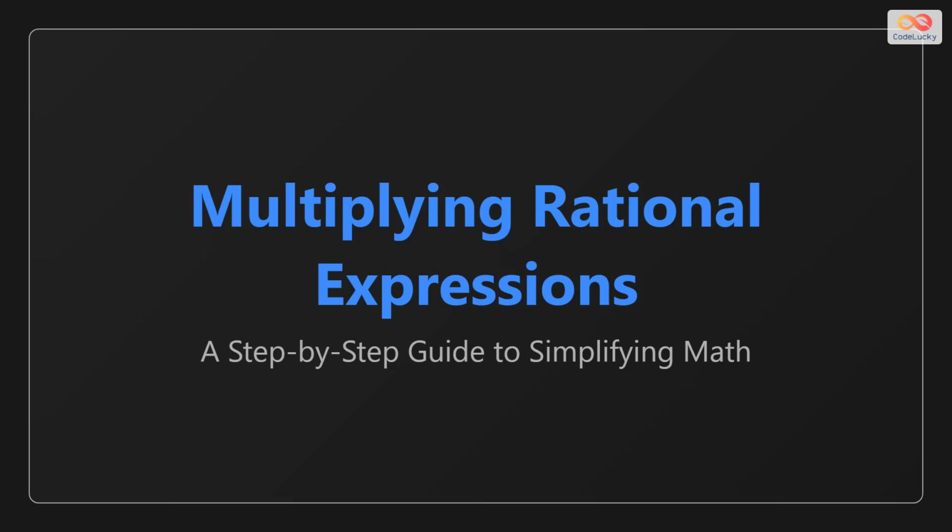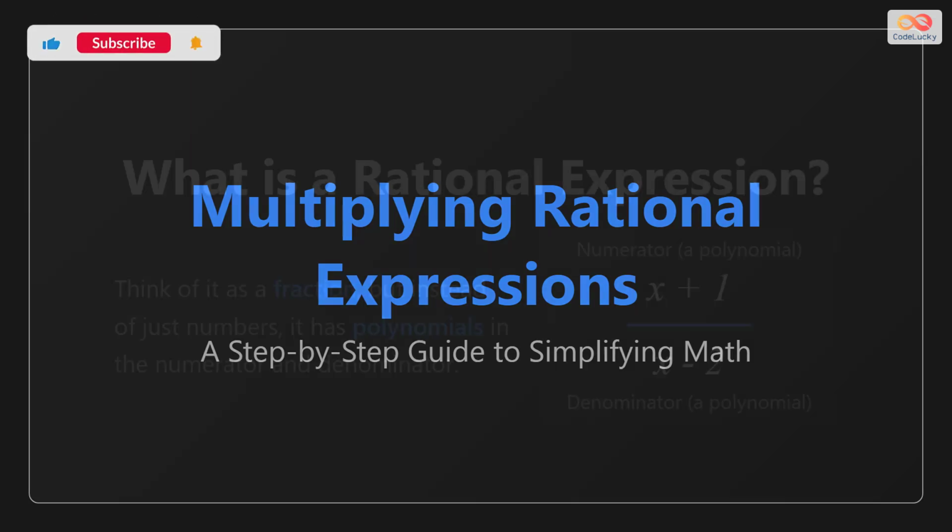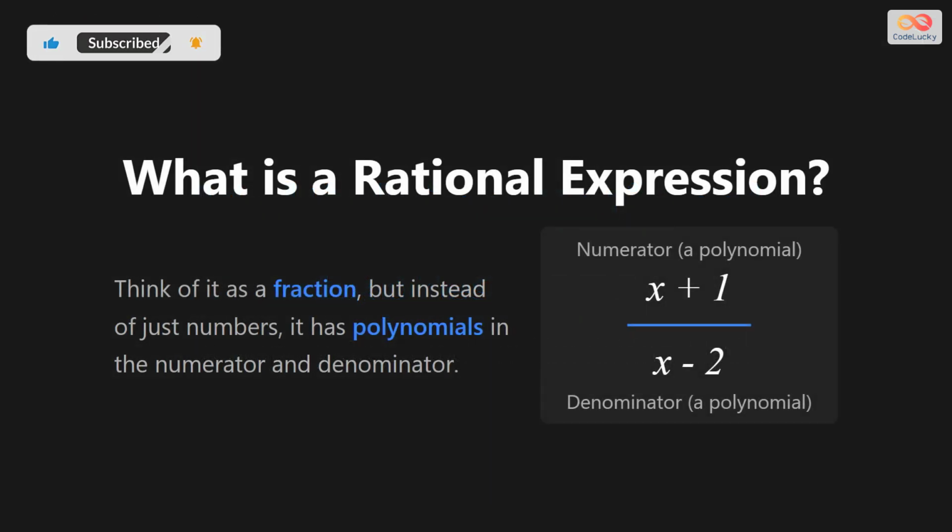Hello and welcome. Today, we are going to learn how to multiply rational expressions. It might sound complicated, but we'll break it down into simple, easy-to-follow steps. So, what exactly is a rational expression? It is basically a fraction that has polynomials in its numerator and denominator. For instance, you might see something like x plus 1 divided by x minus 2.